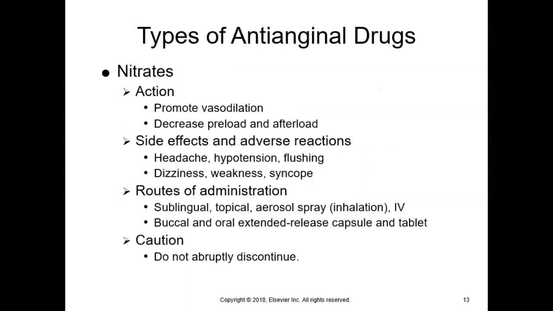Three types of anti-anginal medications are nitrates, beta blockers, and calcium channel blockers. The major systemic effect of nitrates is a reduction of venous tone, which decreases the workload of the heart and promotes vasodilation. Your prototype anti-anginal nitrate drug that you need to know is nitroglycerin. It works by decreasing myocardial demand for oxygen, decreasing preload by dilating veins, and indirectly decreasing afterload.